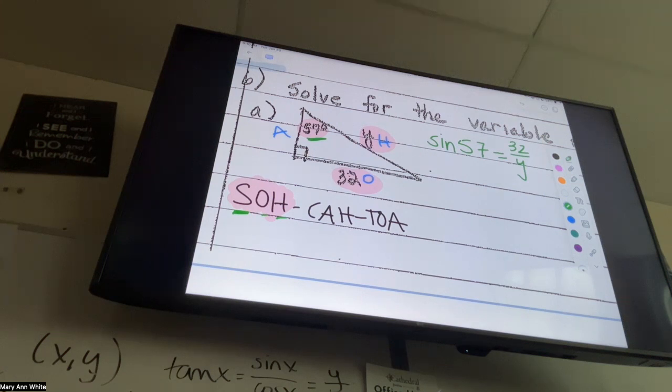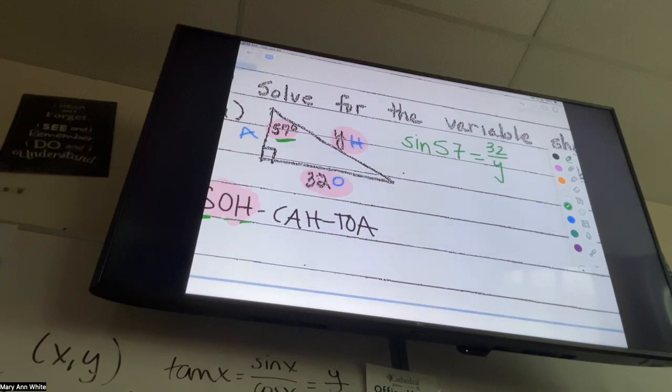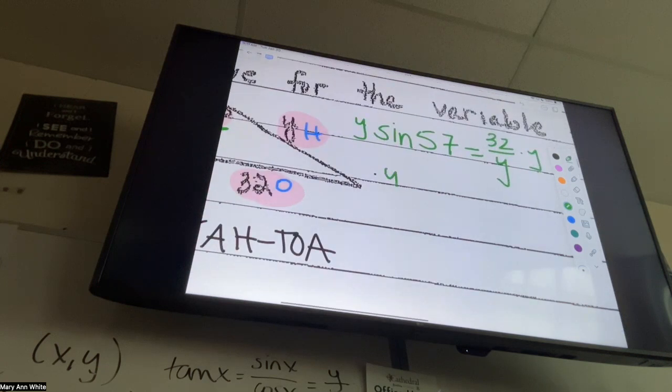Does this ring some bells, maybe? It's kind of tricky to teach you guys something in the same classroom that I taught it to you 2 years ago. Now we want to simplify. I'm going to multiply by y on both sides to get rid of the denominator. So I get y sine of 57 equals 32. That's an annoying step, but I just don't want a fraction here. So now I'm going to divide by sine of 57 on both sides.